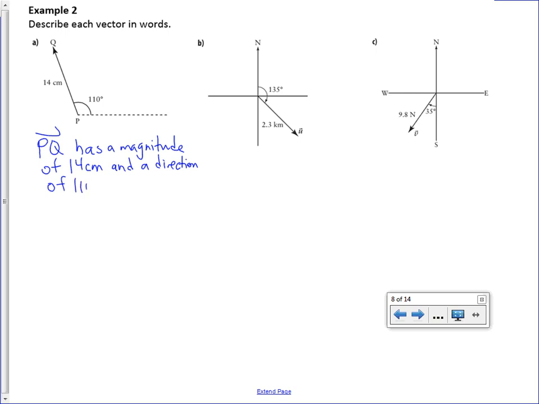So of 110 degrees. You can write counterclockwise in long form, or I'm okay with CCW as the short form. What do you think the short form for clockwise would be? Just CW, okay? So counterclockwise from the horizontal. Okay?